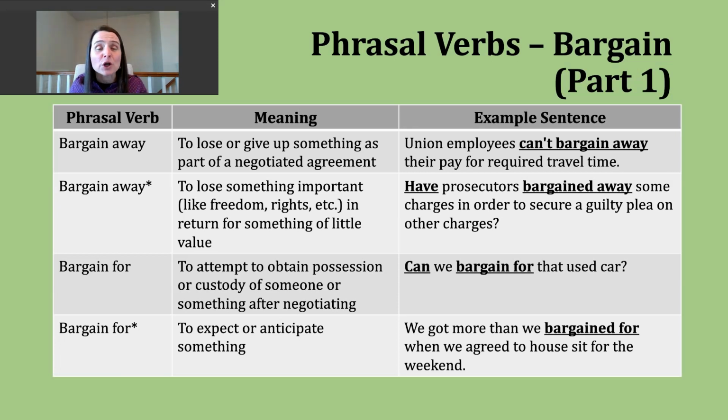Another way to use bargain for is to talk about expecting or anticipating something. Let's look at an example sentence. We got more than we bargained for when we agreed to house sit for the weekend. Okay, so maybe I'm talking about my spouse and I. We agreed to stay at someone's house, water their plants, take care of a few other things while they were traveling. Right? And while we were staying there, there was a big storm.